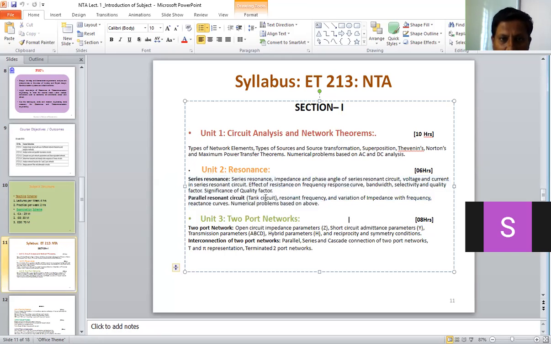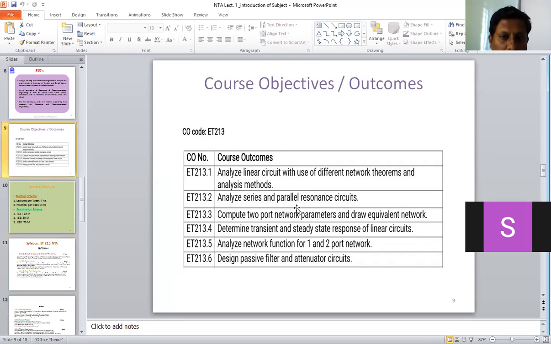Now, this syllabus we have covered. After that, what will be the course objective or outcome of this chapter? Already we have discussed all COs. CO means course objective or outcome. The first outcome we have discussed and completed related to unit number 1. For unit number 2, the second outcome will be: analyze series and parallel resonance circuit. That will be the course outcome.